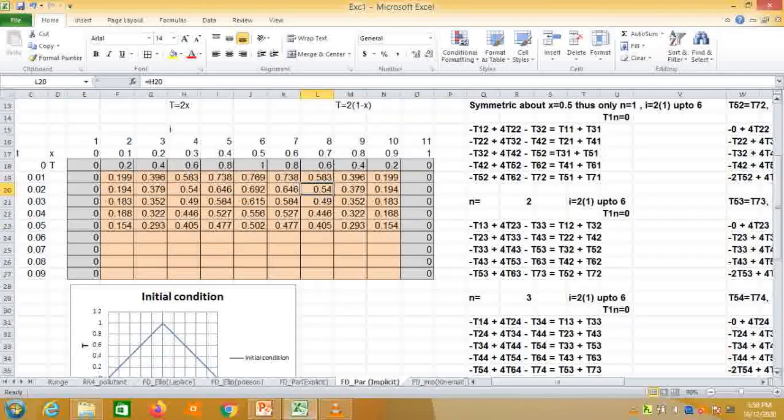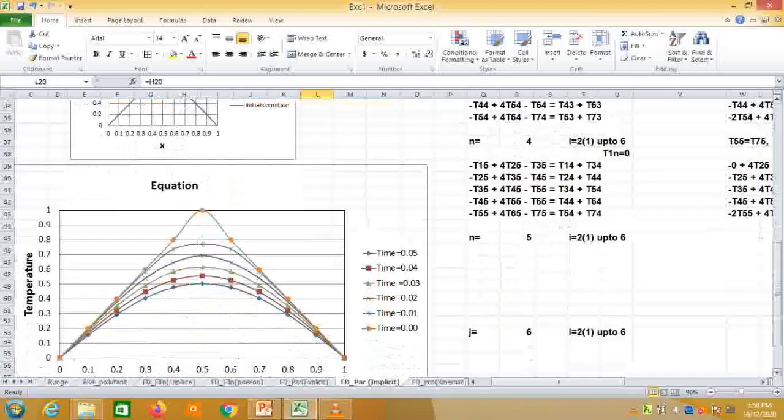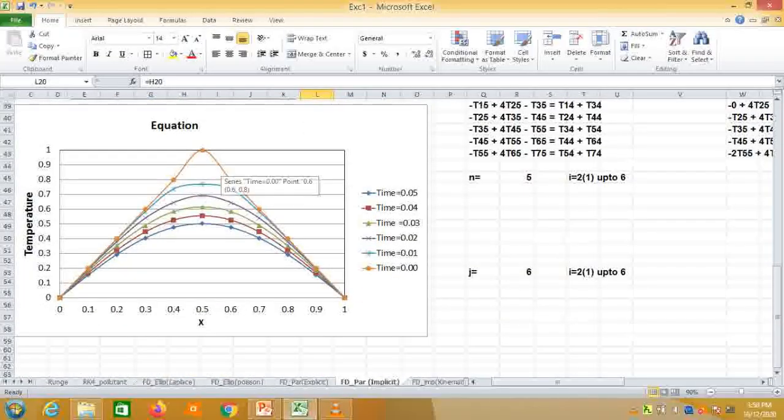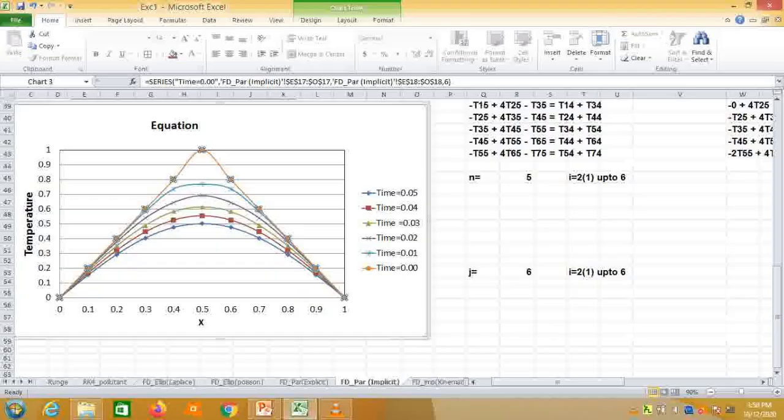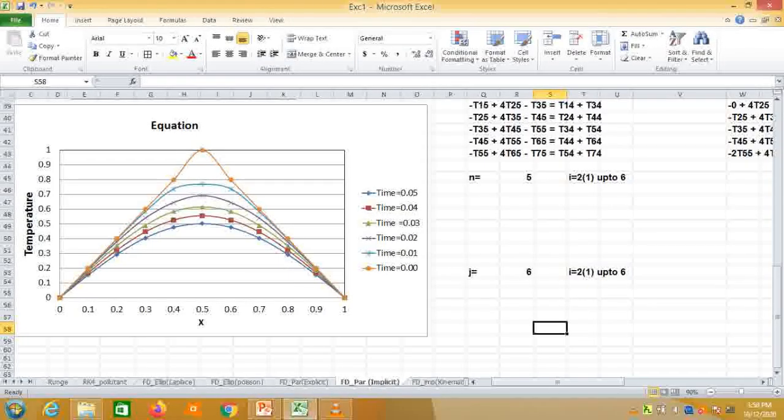So the initial condition is this color here. As time goes on, the temperature keeps on cooling down and down and down as time goes on. So this is the implicit form, or using Crank-Nicolson scheme, we have tried to solve this equation.